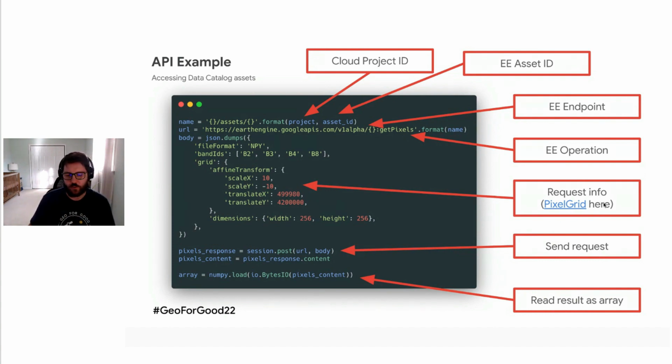Then we also have our request info. In this case, it's what's called a pixel grid. This pixel grid is specified in the documentation, and it's essentially the affine transform for the area that you want to request. Then you send a request, and you can read your results as an array using NumPy or whatever other package you want to use. In this case, the file format is a NumPy array, so we read it with NumPy.